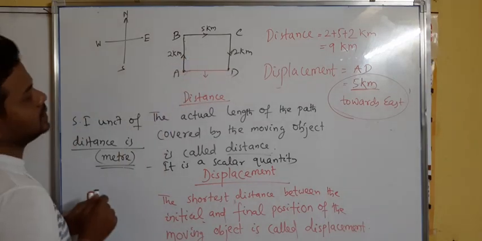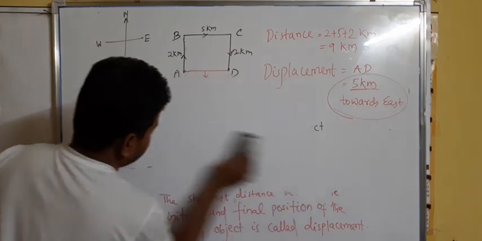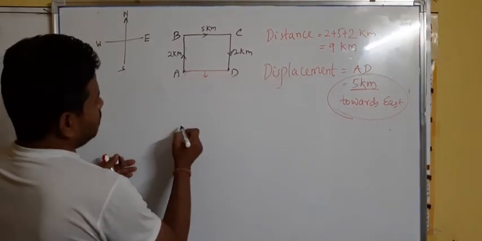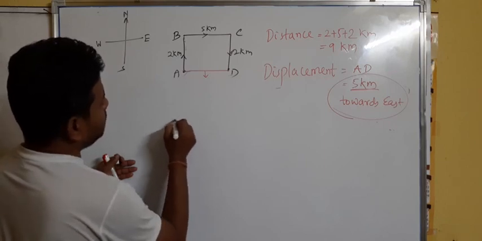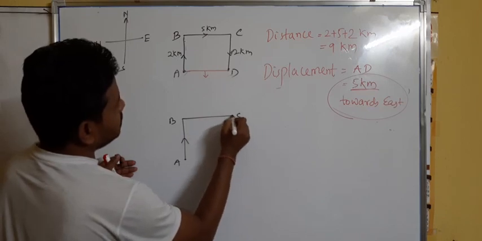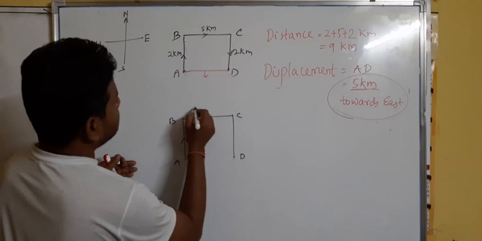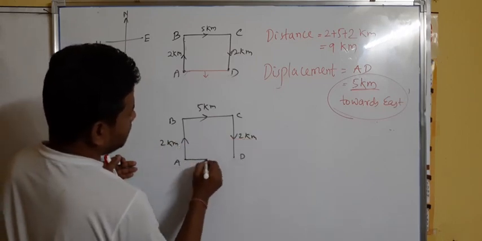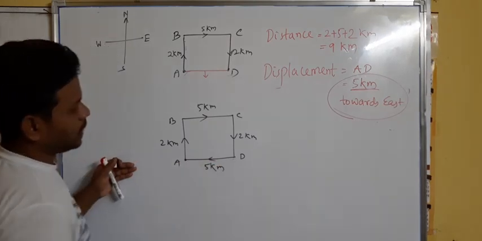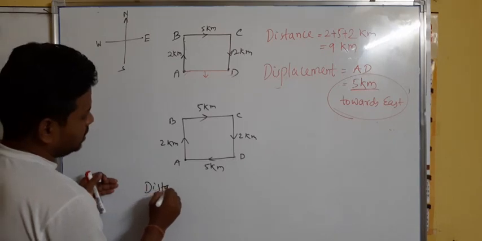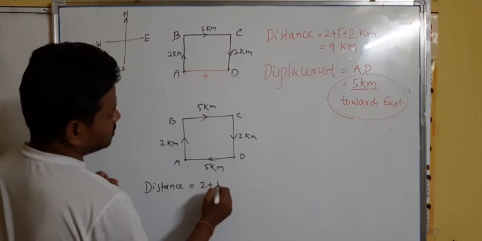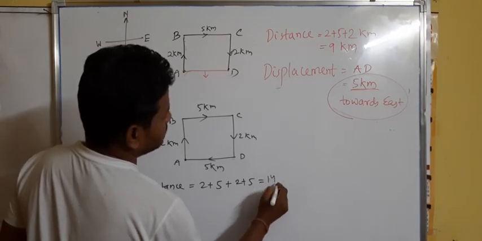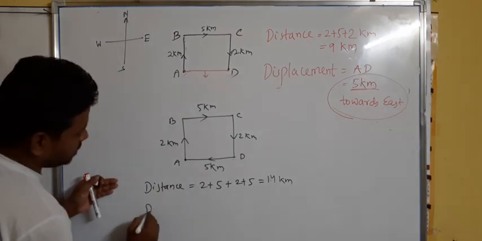If we take another example, the object is moving from A to B, then B to C, C to D, something like 5 kilometer, then 2 kilometer, then another 2 kilometer, and then again it came back to A. So in this case, if the distance is given, you will write 2 plus 5 plus 2 plus 5, equal to 14 kilometer.